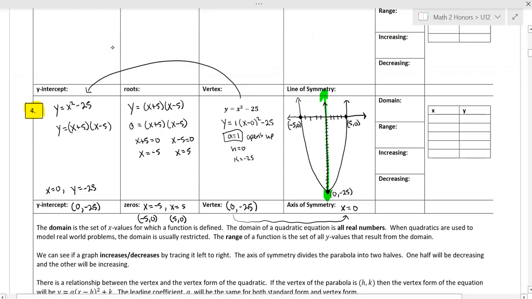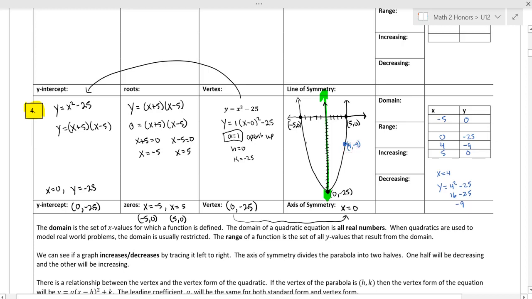So again, we have some points. We want a couple other points. So we got -5, 0. We got the center at 0, -25. We got 5, 0. I'm going to pick 4. So if x is 4, then we're going to have y is 4 squared minus 25, or 16 minus 25, which is -9. So somewhere right here at 4, -9.